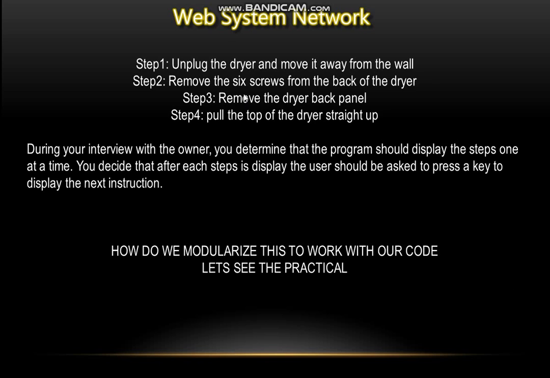Step 1, unplug the dryer and move it away from the wall. Step 2, remove the 6 screws from the back of the dryer. Step 3, remove the dryer back panel. And step 4, pull the top of the dryer straight up. Those are the steps that need to be followed. During your interview with the owner, you determine that the program should display the steps one at a time. You decide as a programmer that after each step is displayed, the user should be asked to press a key to display the next instruction.